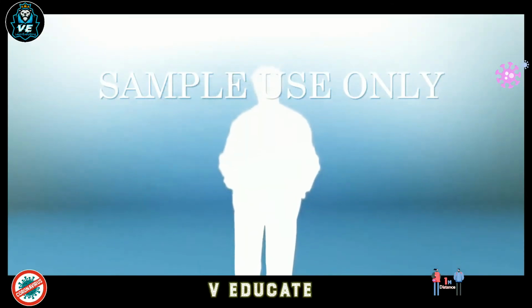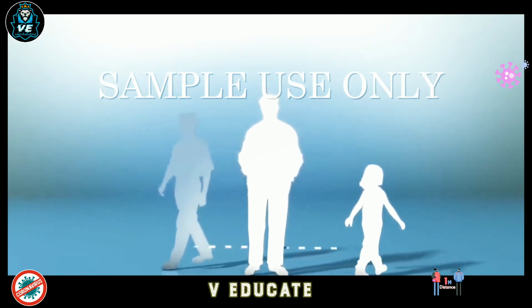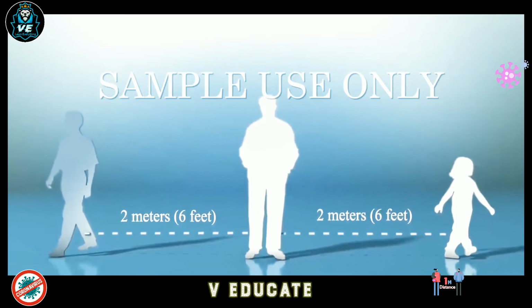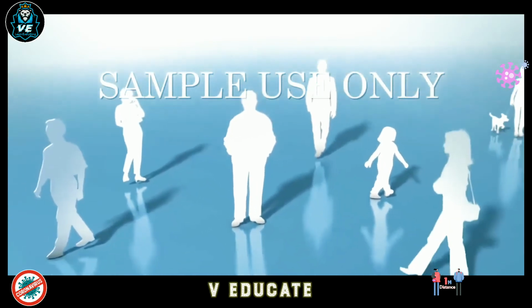Even if you aren't in a high-risk group, it's important to practice social distancing, which means keeping at least 2 meters or 6 feet between you and other people. This helps prevent infections and serious illness in others as well as yourself.